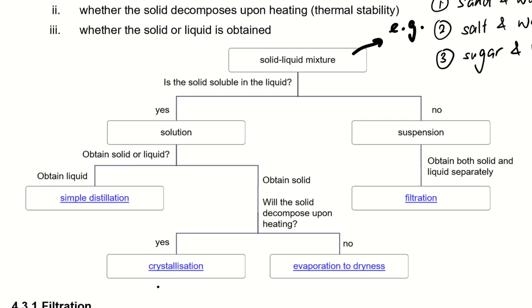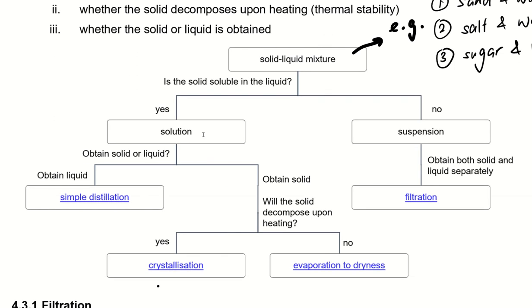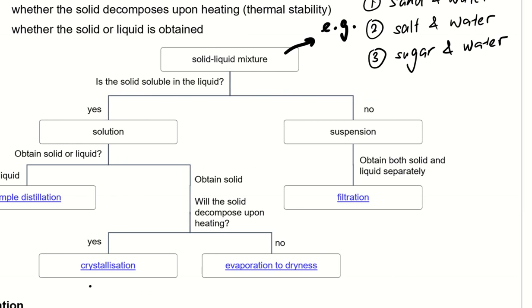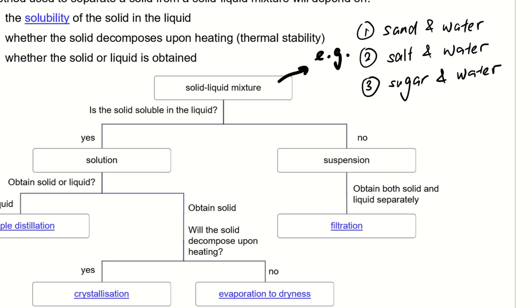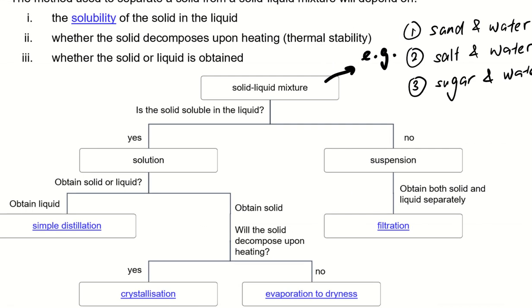So let's look at this flowchart that nicely summarizes how we do it. In a solid-liquid mixture, we have three examples that I can think of: salt and water, sand and water, sugar and water. I just use water because it's quite a common liquid that we can see. I can also consider other liquids as well.